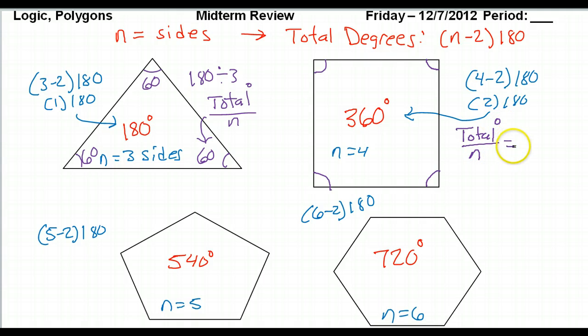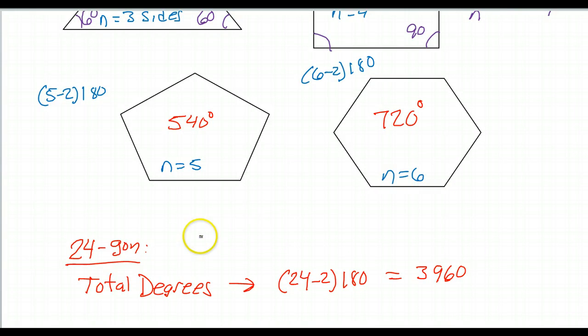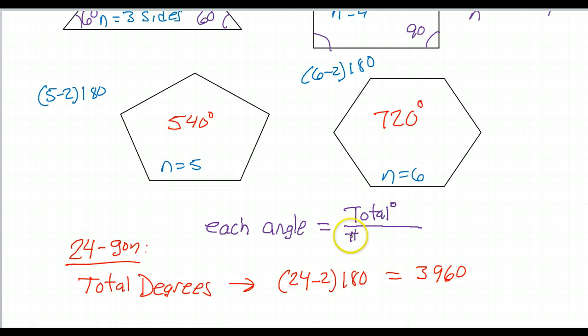The total degrees divided by the number of sides. So if I took my 360 and divided by 4, that's going to tell me that each angle is 90 degrees. So it's almost like a formula that I want you to know. Anytime I want to know one angle or each angle, you can always find that by taking the total degrees and dividing it by the number of sides.